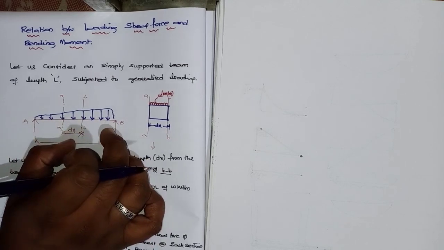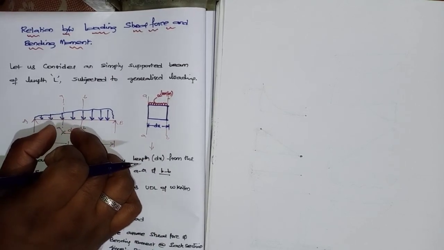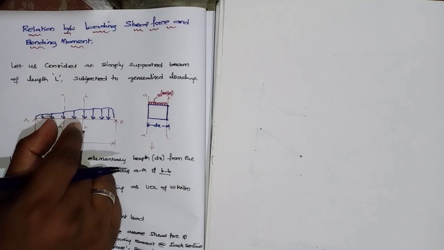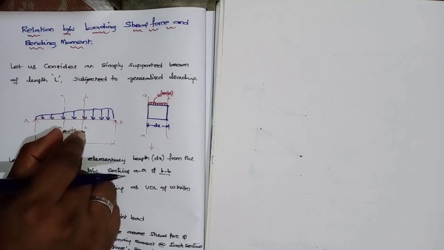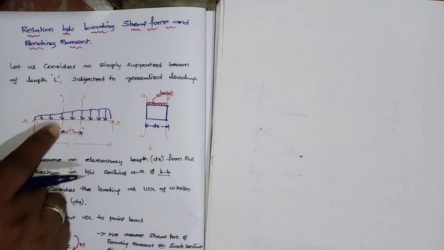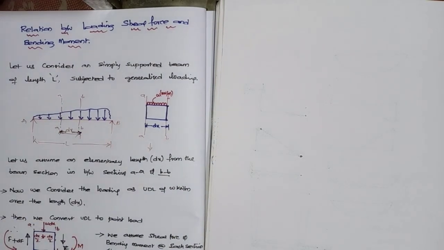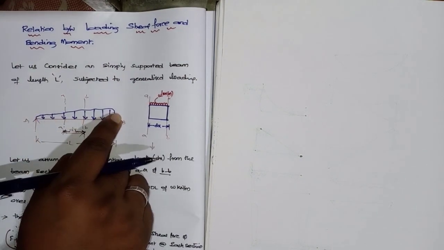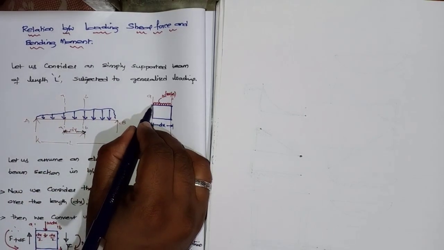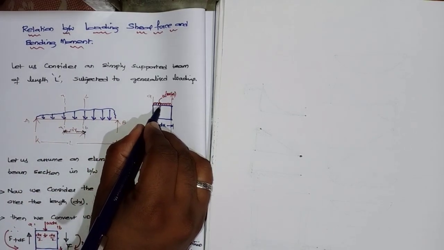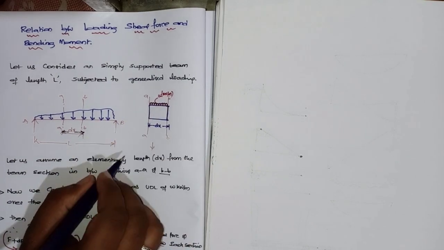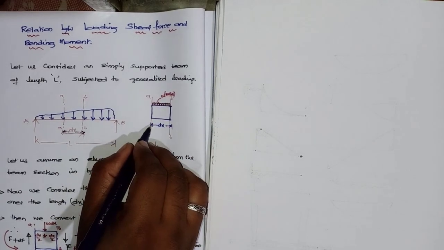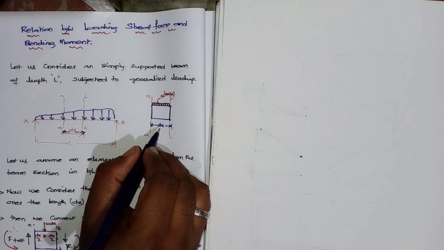In that I will choose an elementary length of beam of length dx, between the two sections AA and BB in the beam. Because we do not know the type of loading, I am assuming it as a UDL, uniformly distributed load, that is w kilonewton per meter, within the strip of width dx between sections AA and BB.